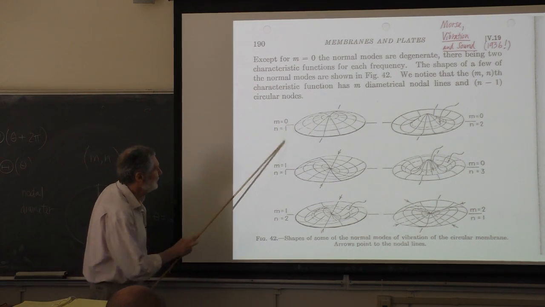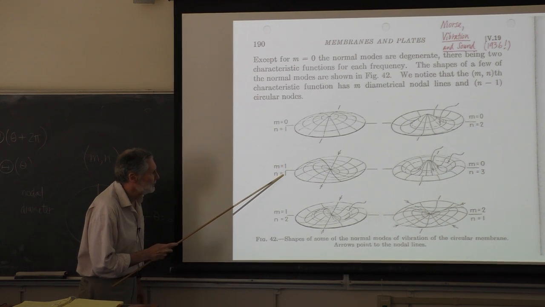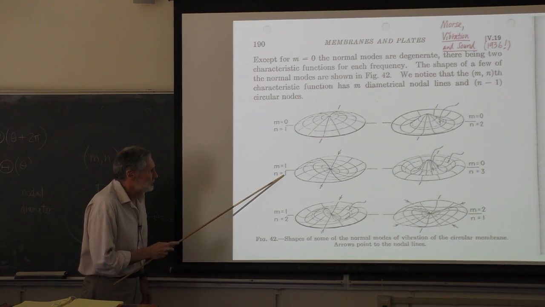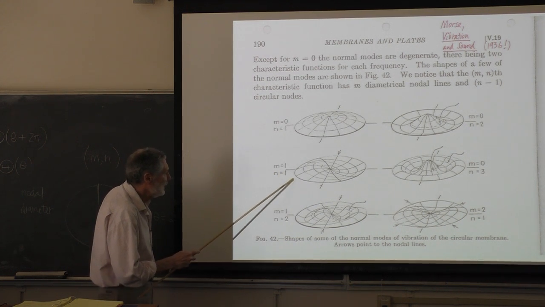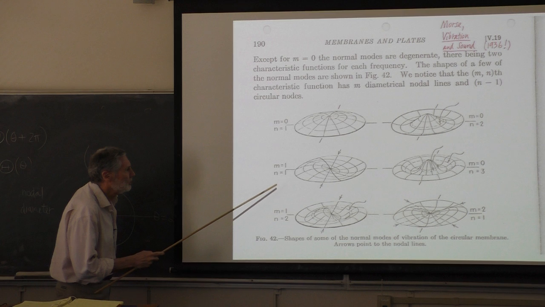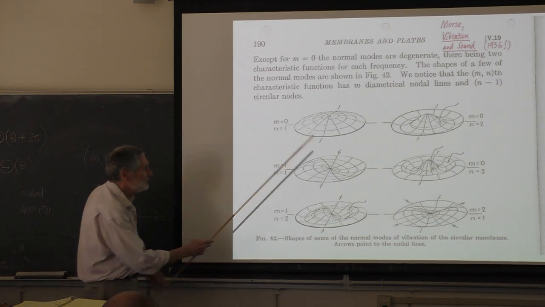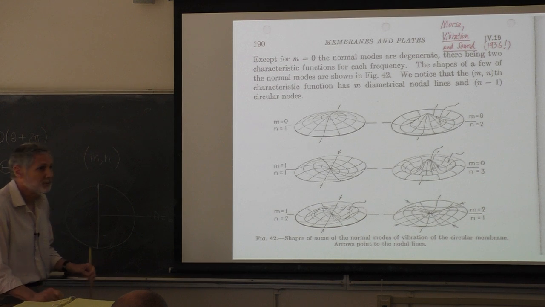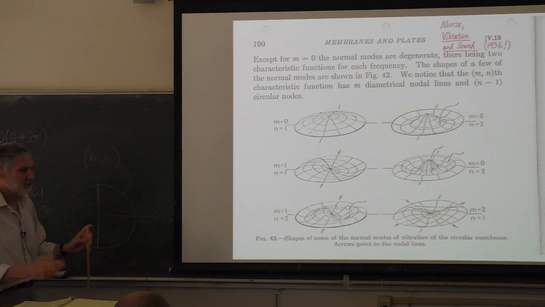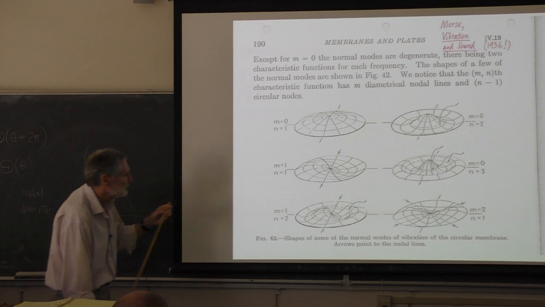Here's the m equals 1 mode, n equals 1. So there are no nodal circles here, because n is equal to 1, but we have 1 nodal diameter. And that nodal diameter can be anywhere. It depends upon the initial conditions, and we'll talk about that in a moment.